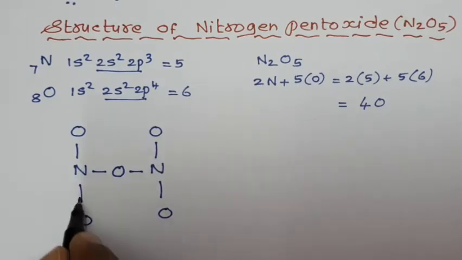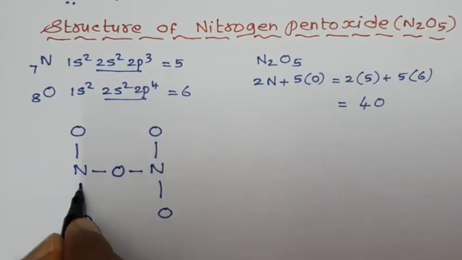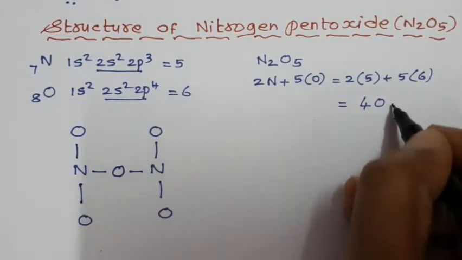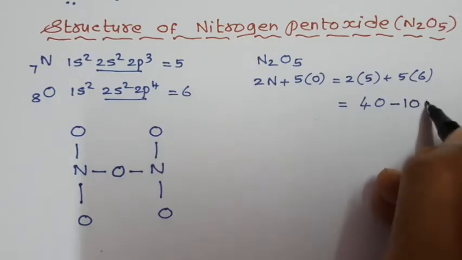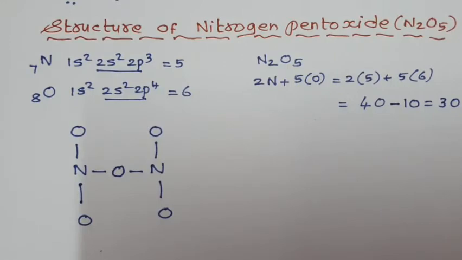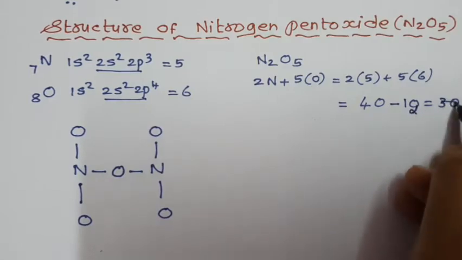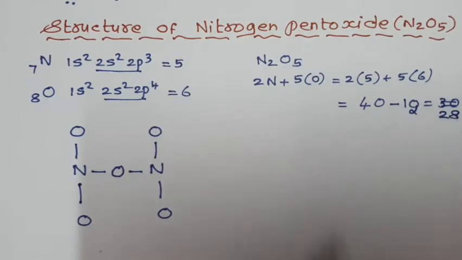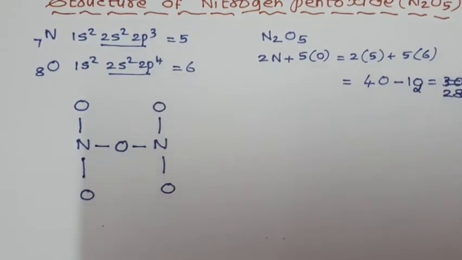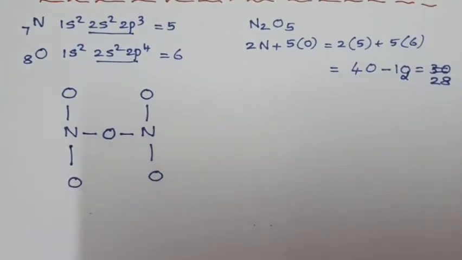We know a single bond contains 2 electrons. Those electrons are called bond pair electrons: 2, 4, 6, 8, 10. So 10 electrons we filled, remaining we have only 30 electrons. Of that, 12 electrons are filled, remaining we have 28 electrons. Those 28 electrons must be filled on the oxygen atoms first as lone pairs of electrons.